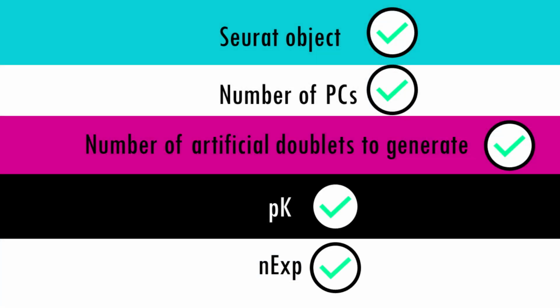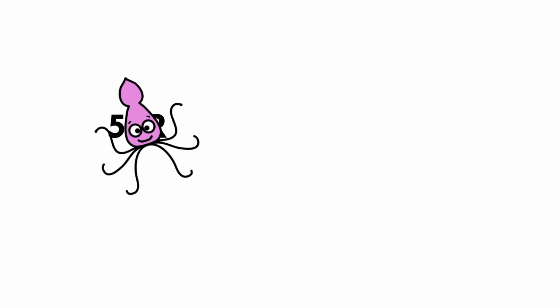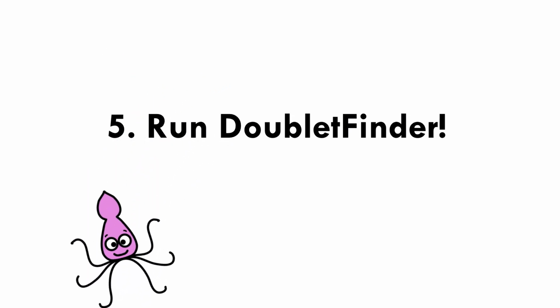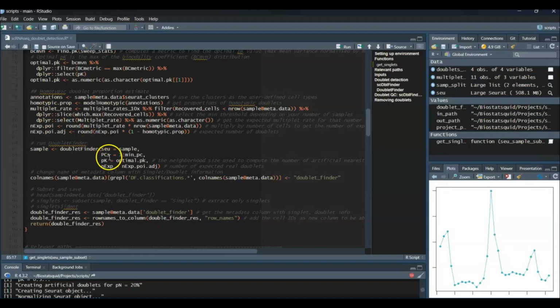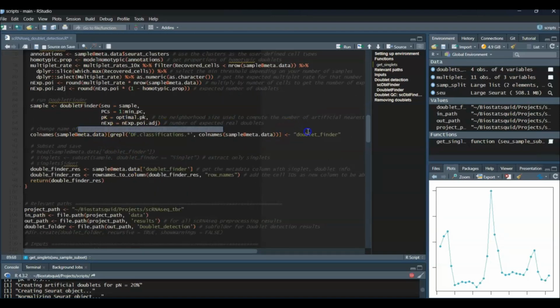Amazing! So we got through the toughest bit. Finally, we can run DoubletFinder really easily by just filling out the different parameters we computed. It will be added to the Seurat object with this name, DoubletFinder, but it's not really necessary. And finally, this function just returns the DoubletFinder metadata column with the cell IDs as row names. Cool. So that's all the steps the getSinglets function performs.